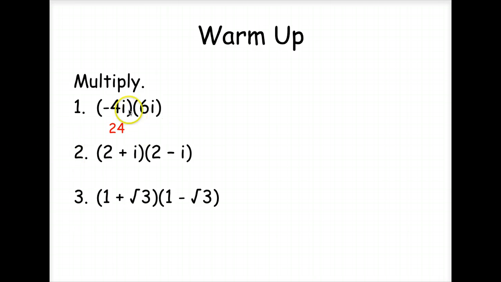Did you remember that i squared is equal to -1? So we've got a -24 times -1, positive 24. Again, negative i squared is going to make that -1, which is a positive 1. And remember, when we've got opposite signs in our binomials, it's going to eliminate the middle term.